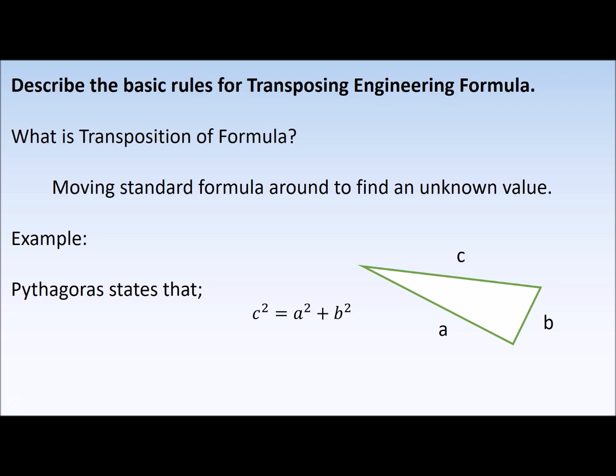Okay, so for example, this one here, we have a standard formula for Pythagoras, which is c squared equals a squared plus b squared. So from this we understand that the side of a squared plus the side of b squared will equal the side of c squared. Okay, fantastic.